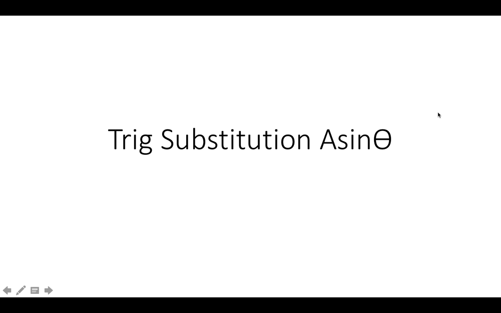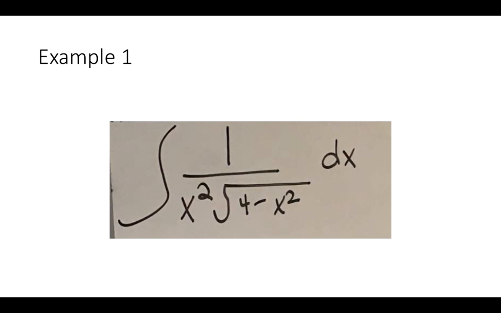Hi guys, so today I'll be going over another example of how to do a trig substitution with a sine theta. The question is asking us, what is the integral of 1 divided by x squared times the square root of 4 minus x squared dx? So what do we do?